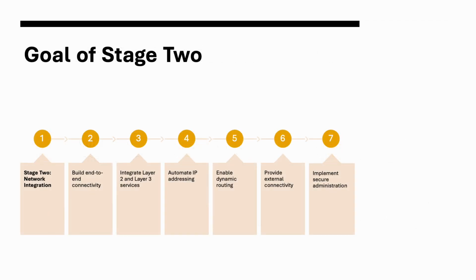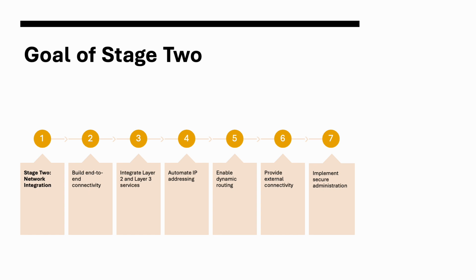Moving on, the goal of stage 2. The main goal was to integrate networks. In stage 1, we focused more on building and configuring individual part of the network, but in stage 2, the goal was to connect these parts and make them work as one complete network.